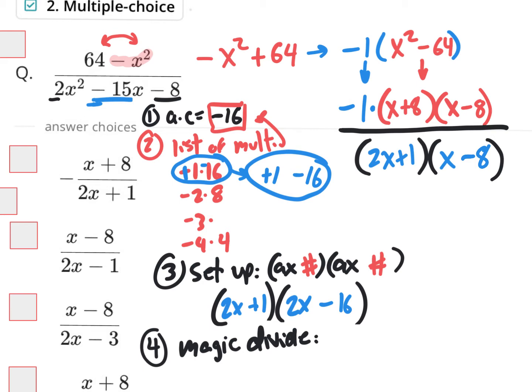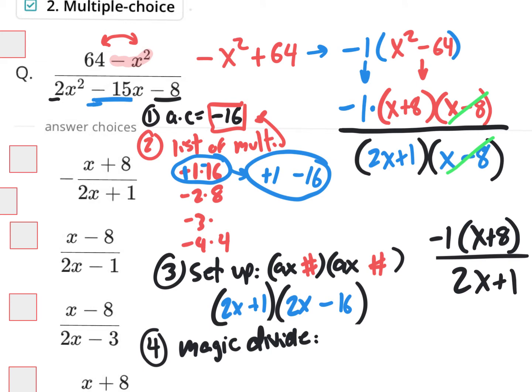Now we're able to cancel whatever is identical up on top and on bottom. As you can see, there's an x minus 8 and an x minus 8 that cancel out. So this leaves us with our final answer, negative 1 times x plus 8 in parentheses over 2x plus 1.